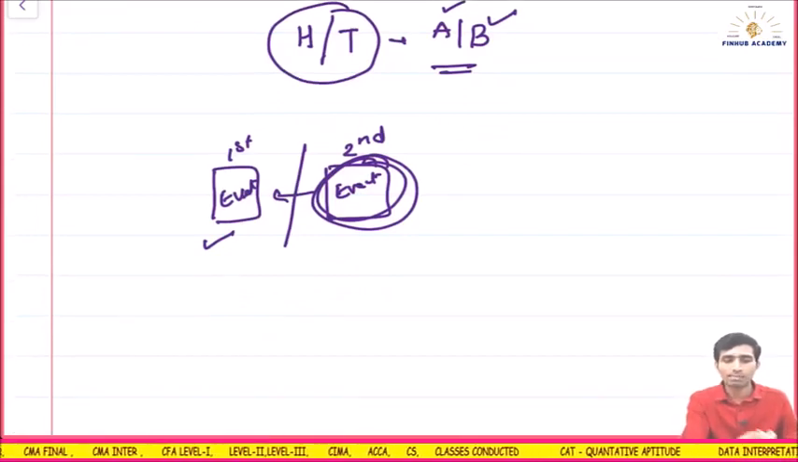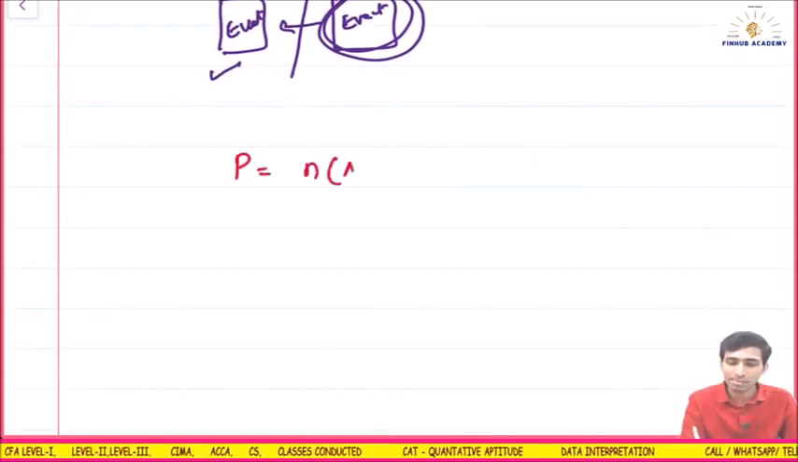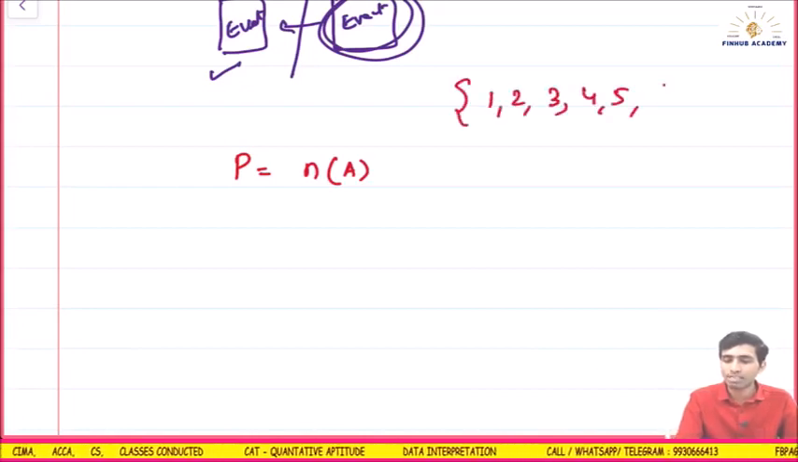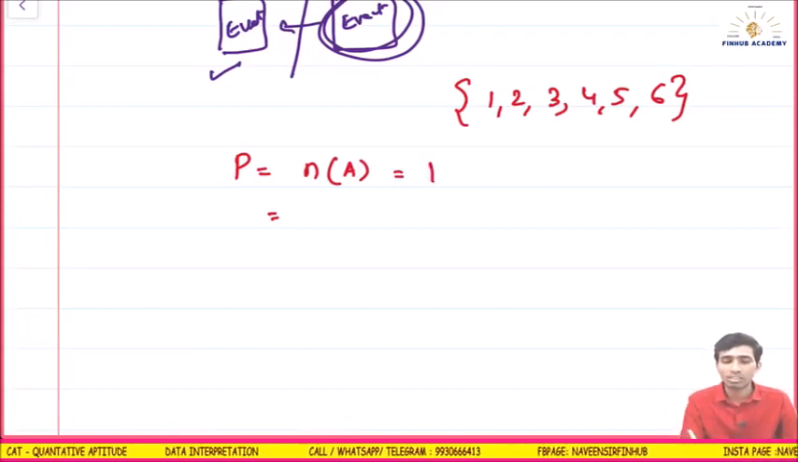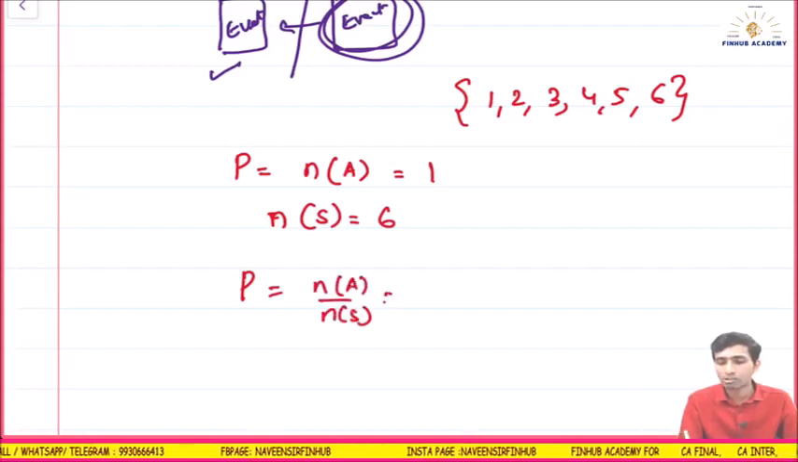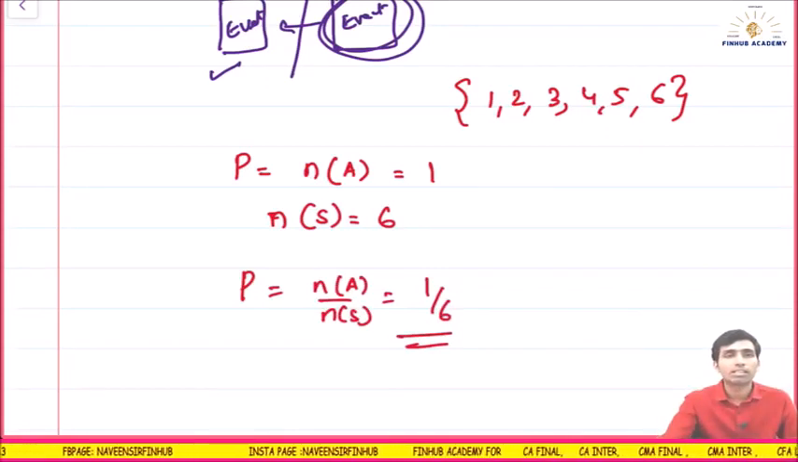So how do we get the probabilities? Probability is very simple: the number of events happening. Let's say I throw a dice, 1, 2, 3, 4, 5, 6, correct? Then I ask you, what is the chance of getting 5 when you throw a dice? It is 1. What is the total number of the sample space? It is 6, I have counted it: 1, 2, 3, 4, 5, 6. So the probability of getting 5 is N of A upon N of S, which equals 1 by 6. This is how we get it. This is the basics of probability.